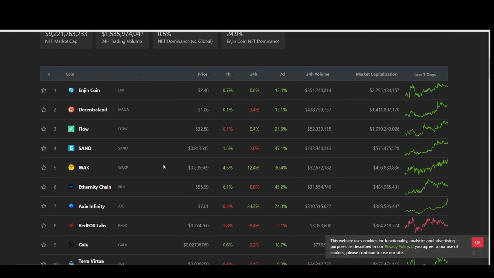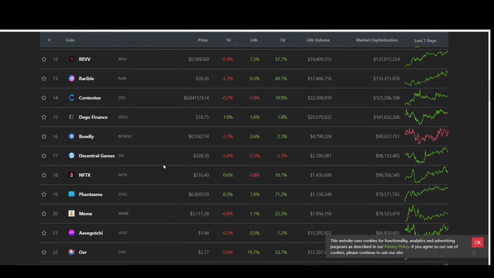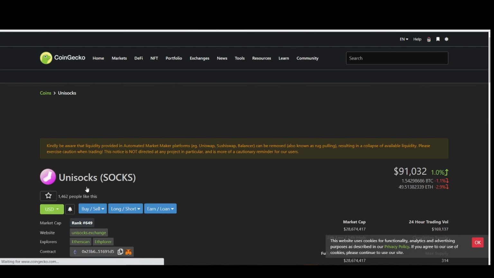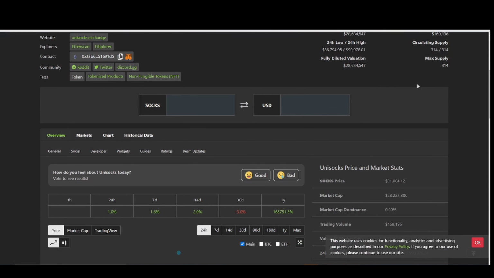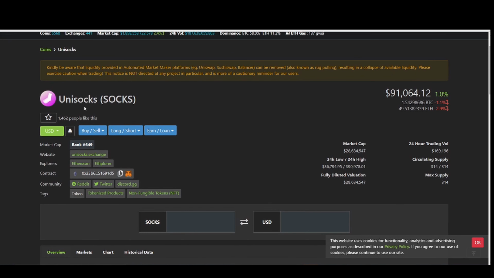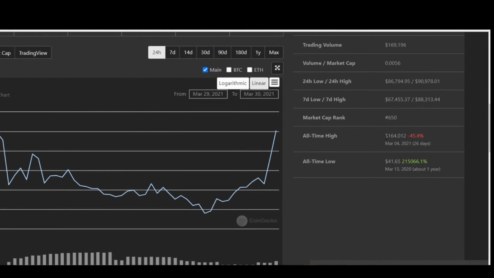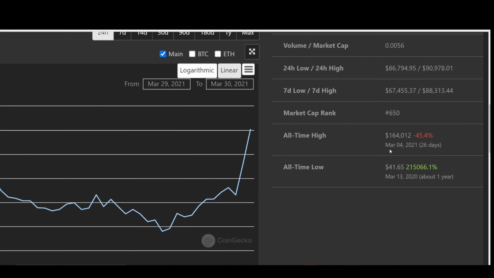All right, so another thing I wanted to talk about was one of the more popular and one of the more expensive NFTs: Unisocks. Unisocks has a 314 max supply, and it's actually an NFT of some socks, and one of them costs $91,064.12 at the moment for some NFT digital socks. And let's scroll down. Look at the all-time high, which was on March 4th. I mean, that was this month.